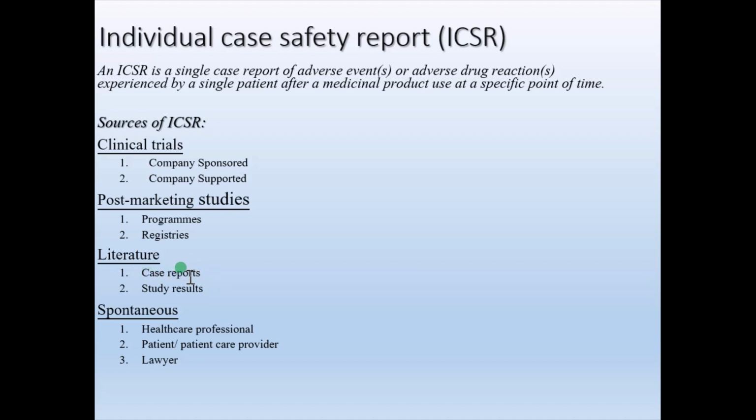And published medical or scientific literature is one of the significant major sources for safety information. A literature article may contain study results, or it can be a simple case report relevant to a single patient or series of cases concerning an adverse reaction with a medicinal product.